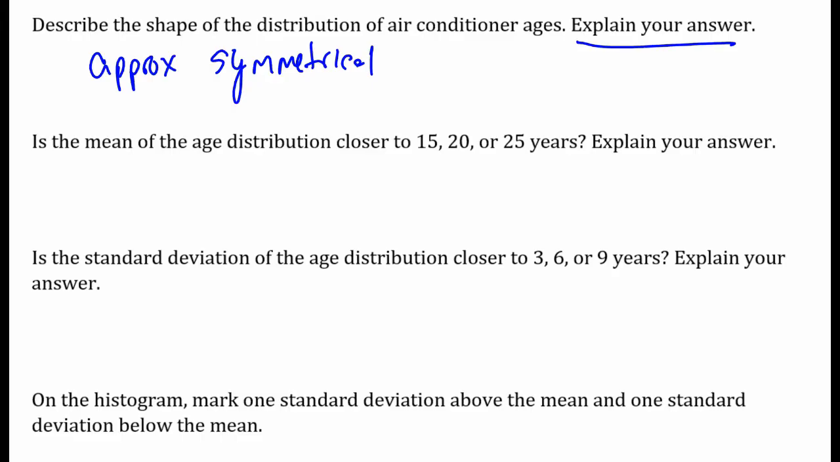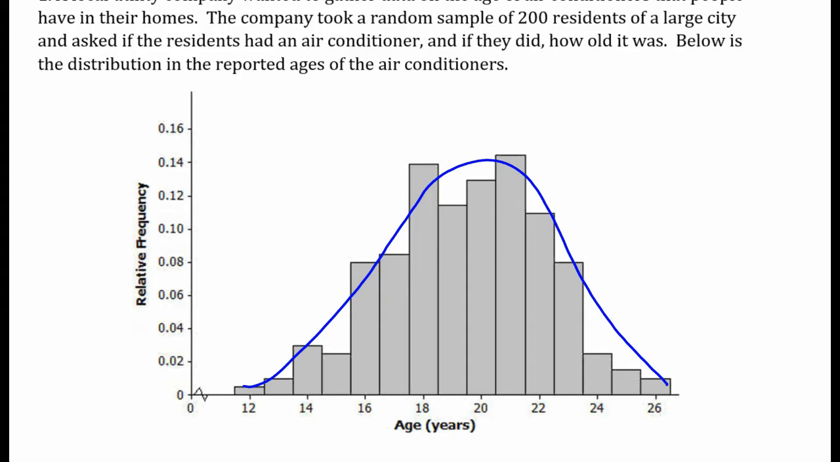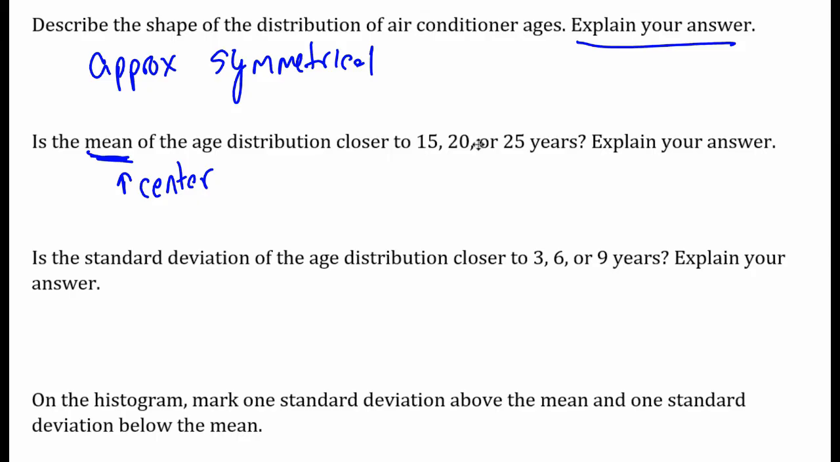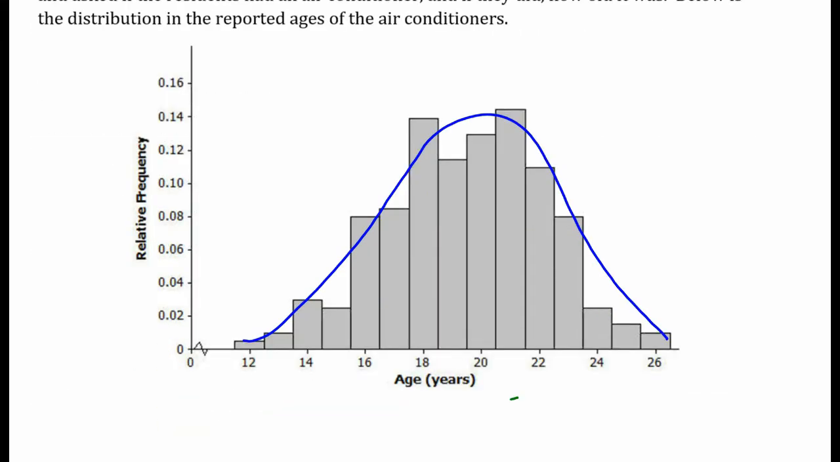Is the mean of the age distribution closer to 15, 20, or 25? So the mean, the average, is a measure of center. I want to know what's the middle of this distribution. What's the balancing point of this distribution? I have options of 15, 20, or 25. Is 15 the balancing point? Can I balance the distribution there at 15 years old? No, clearly that would be off balance.